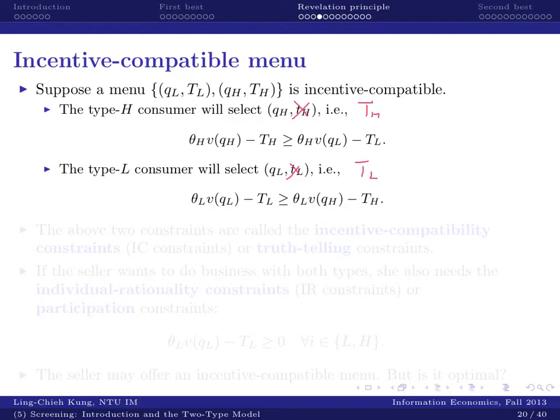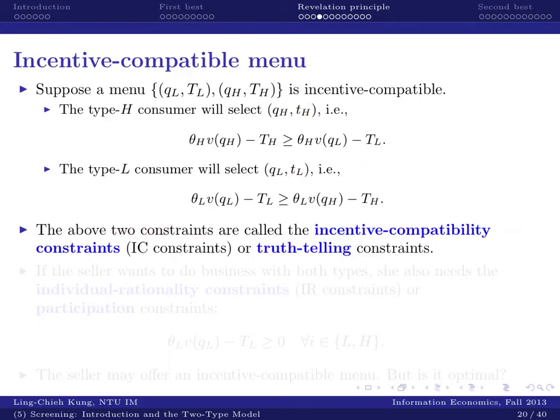So similarly, for a type L consumer, I want to make sure that the type L consumer will choose QLTL, and that just tells us that he needs to earn more by choosing QLTL. Choosing QLTL generates a higher rent to him than choosing QHTH.